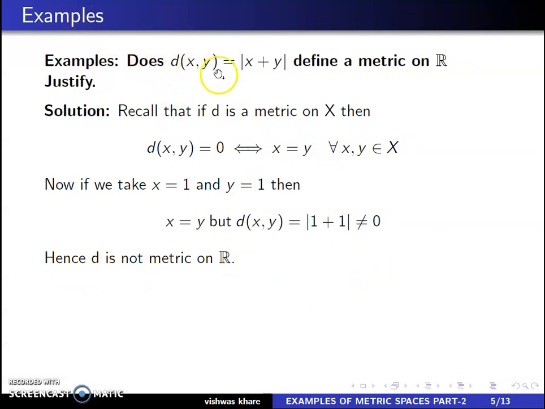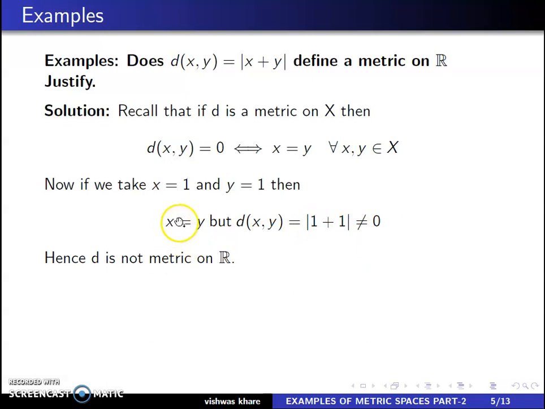Next example: does d(x,y) equal to modulus of x plus y define a metric on R? Justify. Again, recall that if d is a metric on X, then d(x,y) is equal to 0 if and only if x is equal to y, for all x, y belonging to X. Now in this case, if we take x is equal to 1 and y is equal to 1, then x is equal to y because both have the value 1. But d(x,y) is equal to modulus of 1 plus 1, which is 2, not equal to 0.